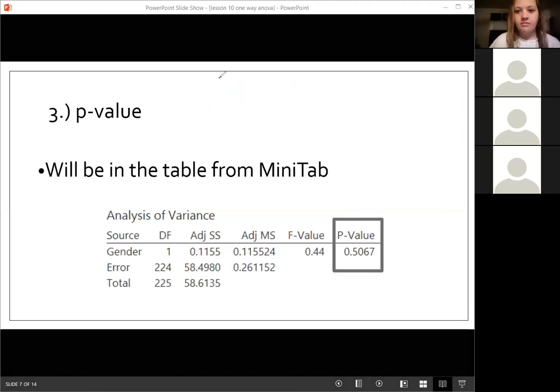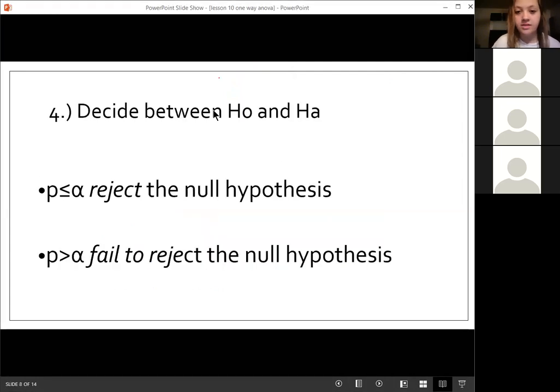All right, and then, oh, I just saved this screen apparently. Didn't mean to do that.